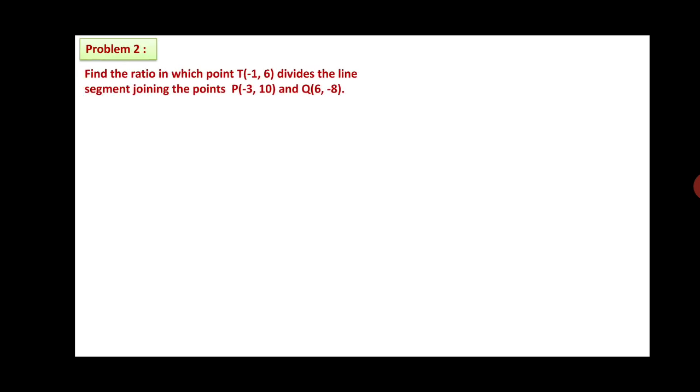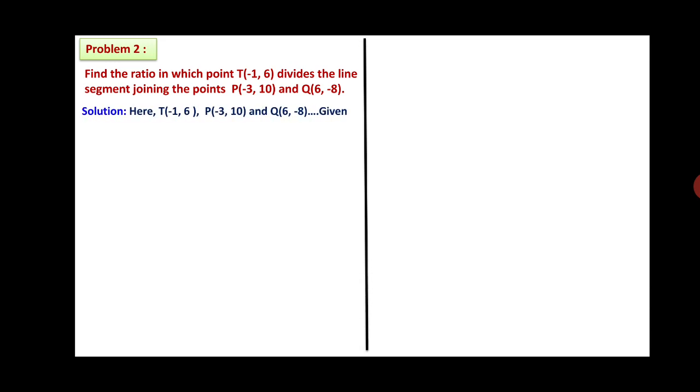So we will continue with the next problem, number 2. Find the ratio in which the point T(-1, 6) divides the line segment joining the points P(-3, 10) and Q(6, -8). Friends, we will start now. T(-1, 6), P(-3, 10) and Q(6, -8) are the given things. T divides the line segment PQ in the ratio m:n. Therefore x1 is -3, y1 is 10, x2 is 6, y2 is -8, x is -1 and y is 6.